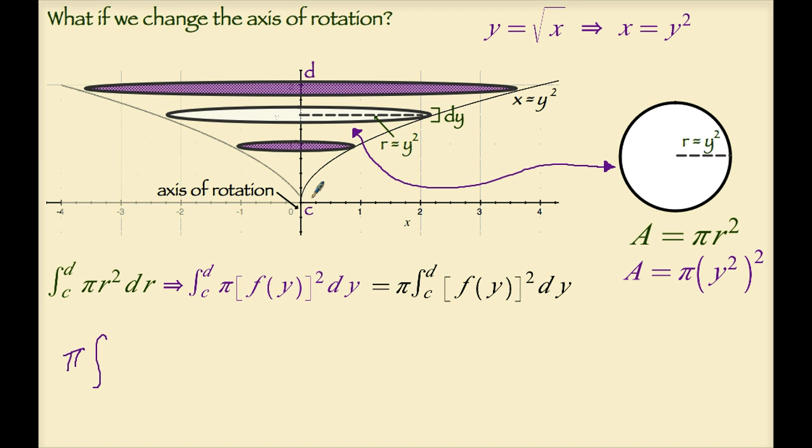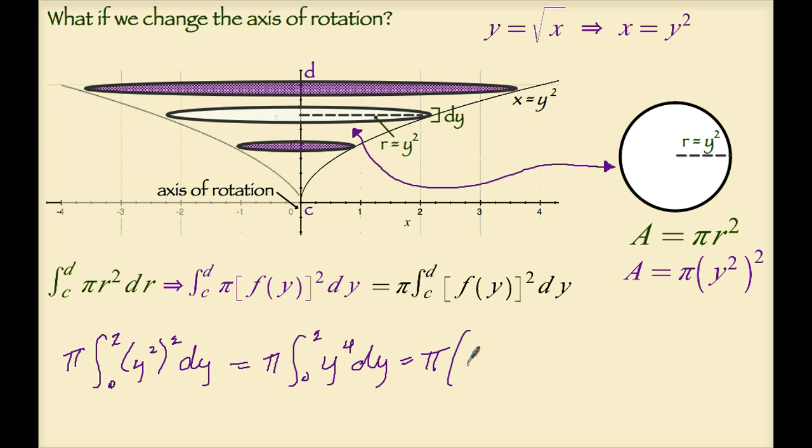In this case, we'll be integrating from 0 to 2 on the y-axis, so those will be our endpoints of integration. The radius of the circle is the distance from the y-axis to the function curve, y squared, and this is radius squared, so y squared squared dy. Let's simplify this integrand. Pi, from 0 to 2, y to the 4th dy. And now we integrate. Pi, 1/5 y to the 5th, evaluated from 0 to 2.